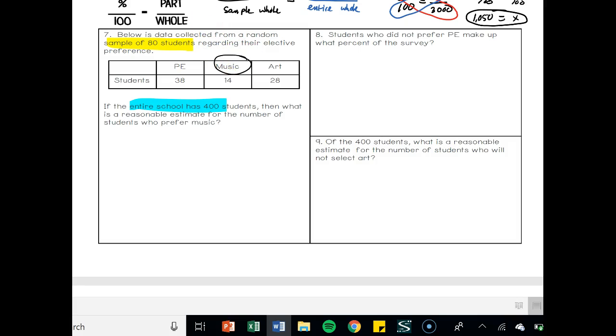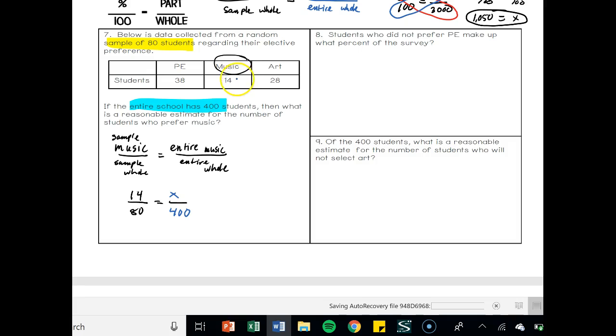So let's go ahead and write what we're comparing. So we've got the sample breakdown, those who like music in the sample and all the people in the sample, and then we got the entire school who likes music and the entire school population. So let's go ahead and plug those numbers in. In the sample, we had 14 like music out of 80 students that we surveyed. 14 out of 80 is equal to, we don't know how many in the entire school like music, but we do know that there are 400 students.